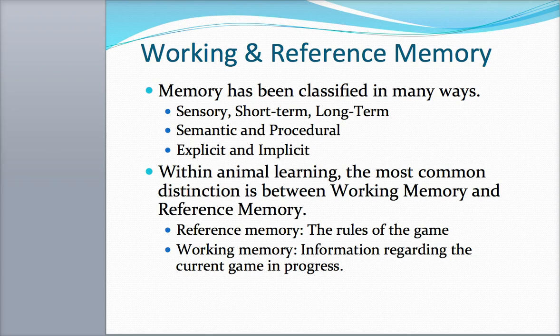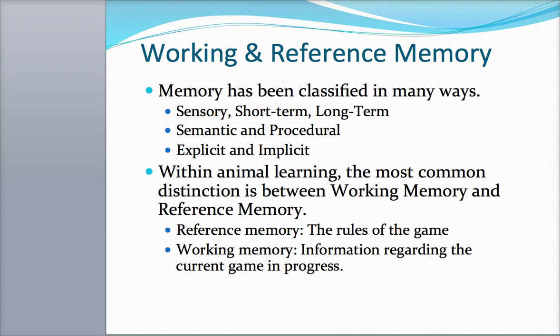Now, memory has been classified in a lot of different ways. If you think back to intro psych or to your cognitive psychology class, you will remember that we talk about sensory memory, short-term memory, and long-term memory as one way of talking about memory. We also talk about semantic and procedural, maybe episodic memory. We also talk about explicit and implicit memory: what you know that you remember and what you don't know that you remember, but you show evidence of memory.